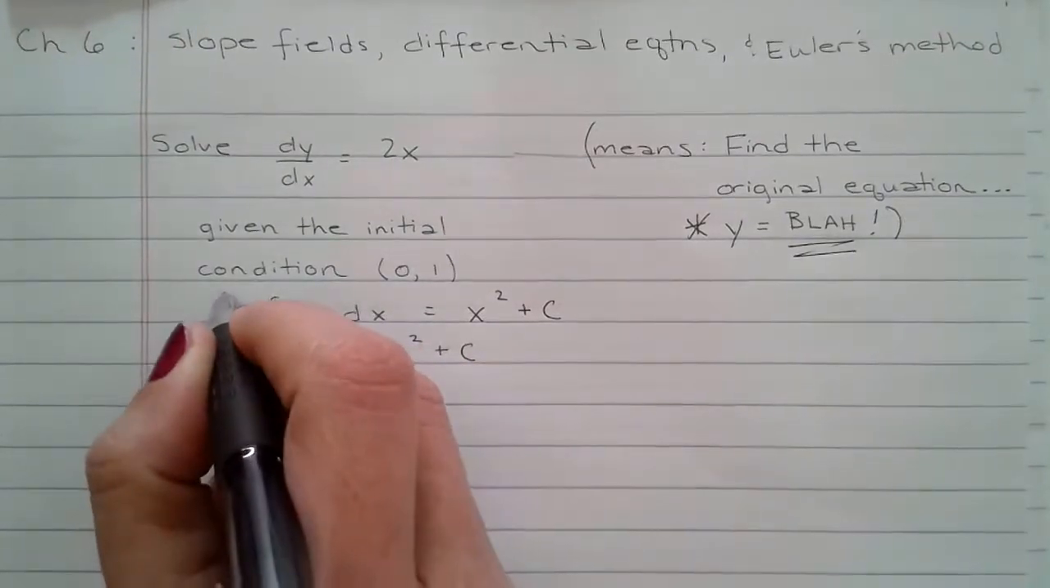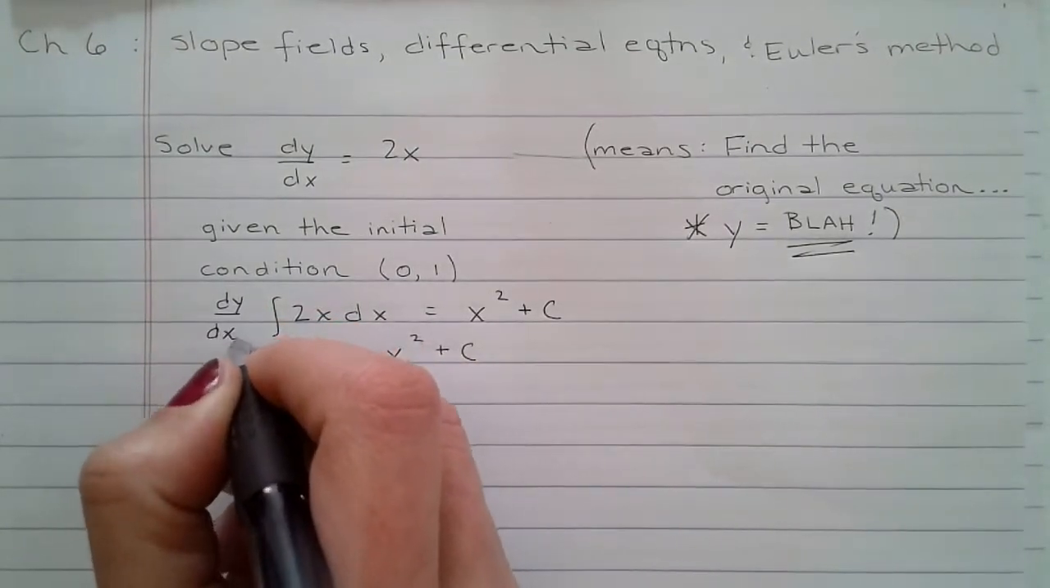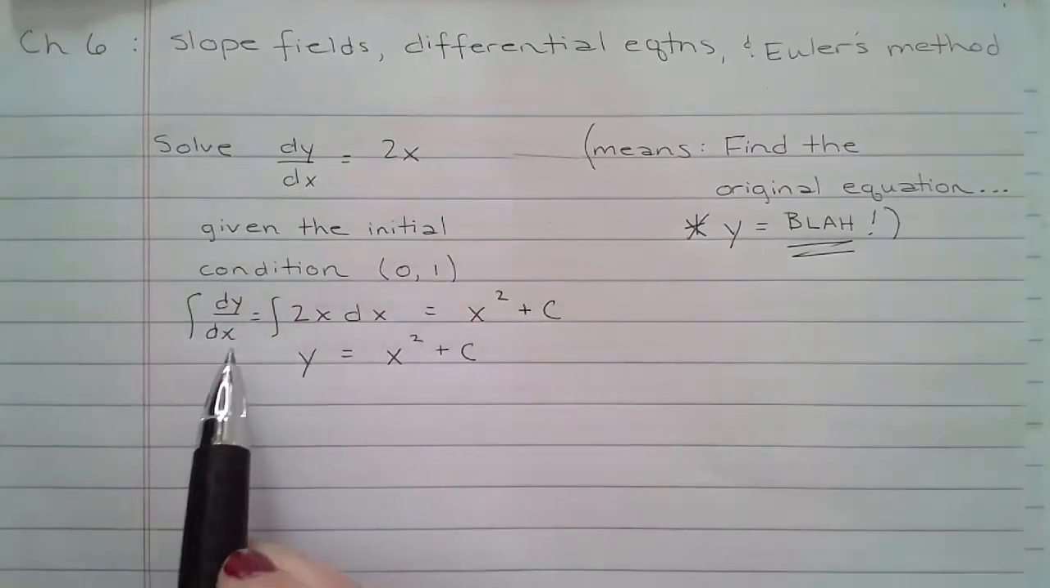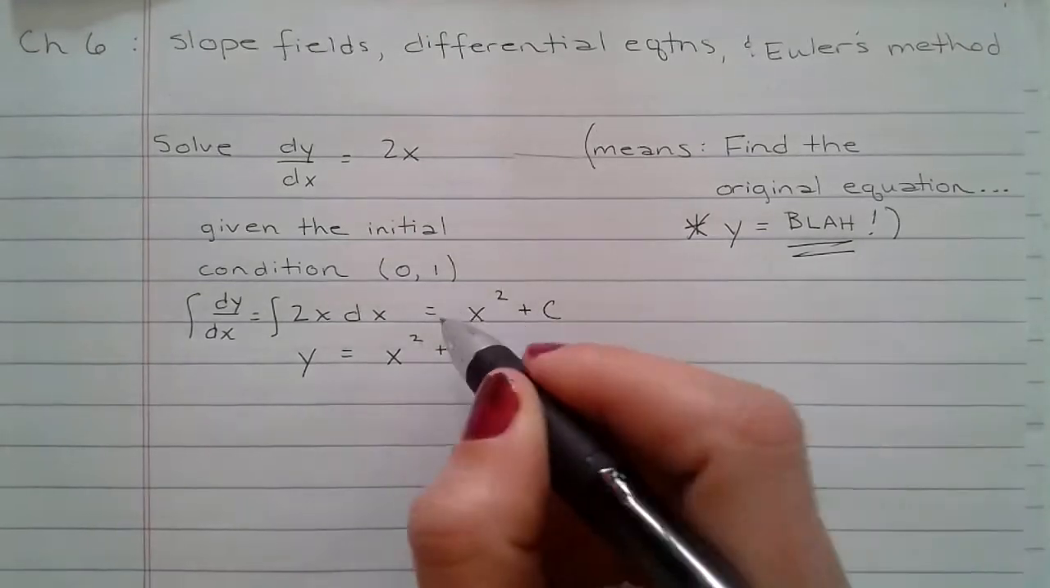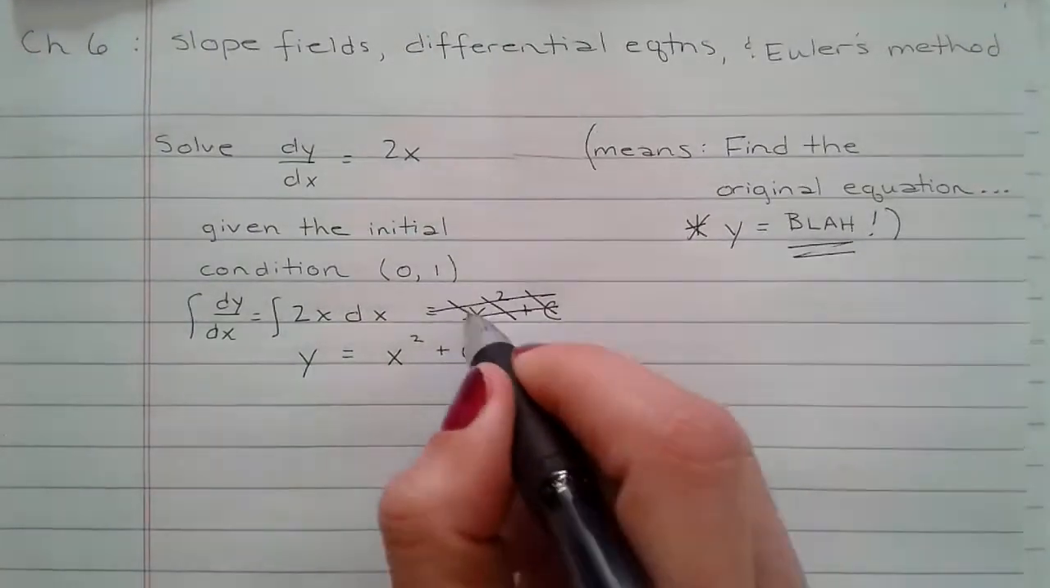And I could have put dy/dx over here. I probably should have. And then if we integrate the derivative of y, we get y. If we integrate this side, we get x squared plus c.